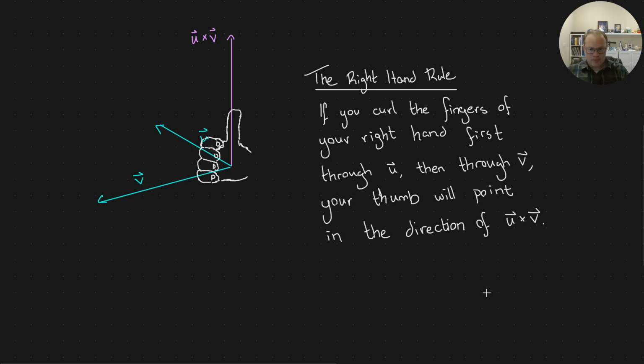All right? Notice if I swap them, if I want v cross u, then it'd be going the other way, and the right-hand rule helps me there too, right? Because if the fingers of your right hand go first through v, then through u, your thumb will be pointing down. Okay?